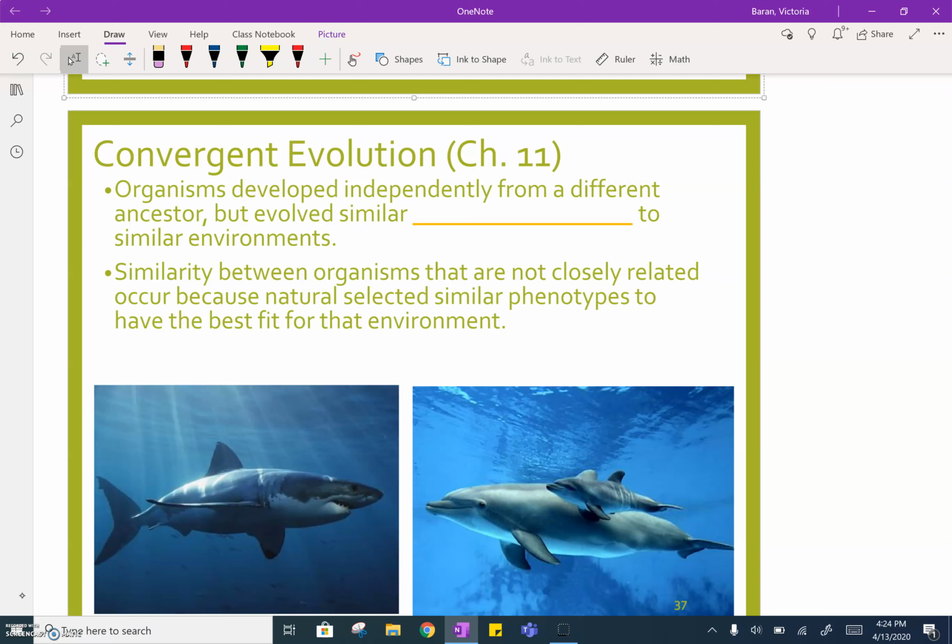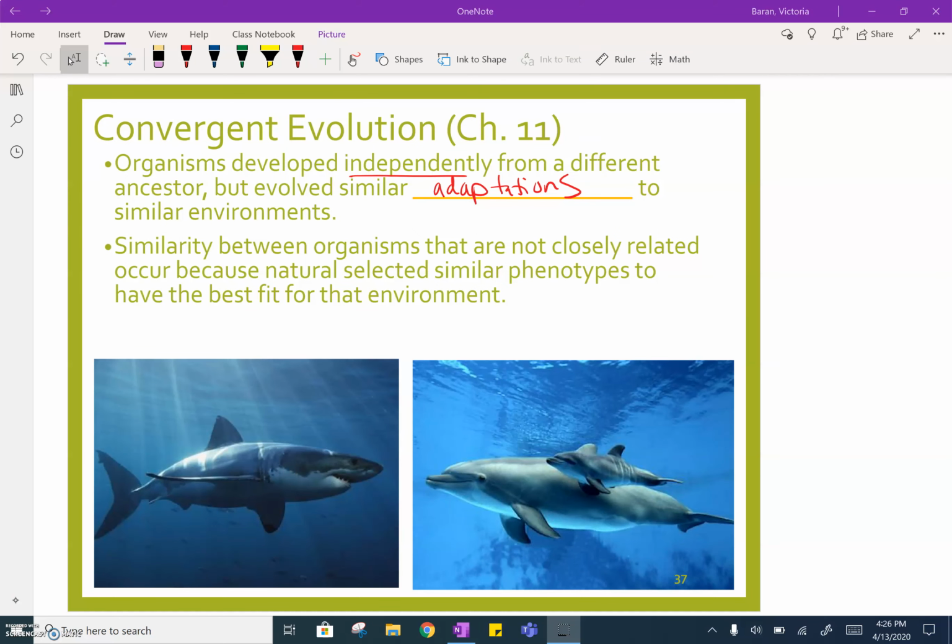So convergent evolution is when organisms develop independently from a different ancestor but evolve similar adaptations to similar environments. Similarities between organisms that are not closely related occur because of natural selection for similar phenotypes, or specific traits that are best suited for that environment.